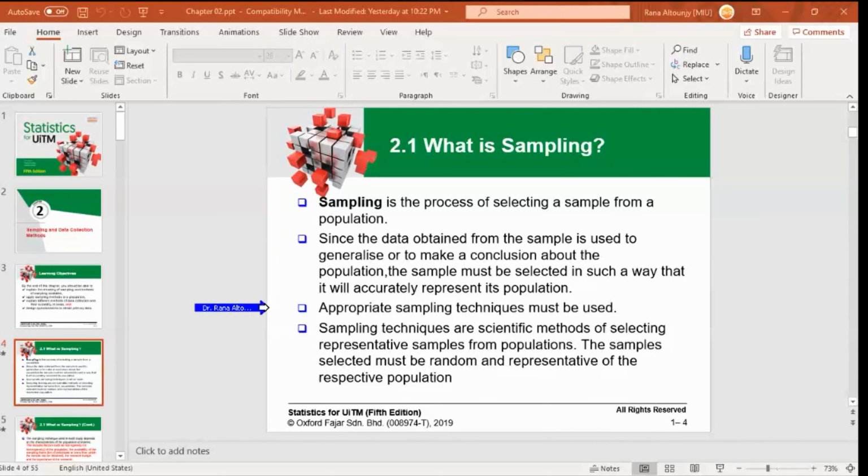So an appropriate sampling technique must be used, and sampling techniques are scientific methods of selecting representative samples from a population. Samples selected must be random and representative of all respective populations. So the main point we need to consider when we are doing sampling is that this sample should represent the population. It's very important for the sample to represent the population.